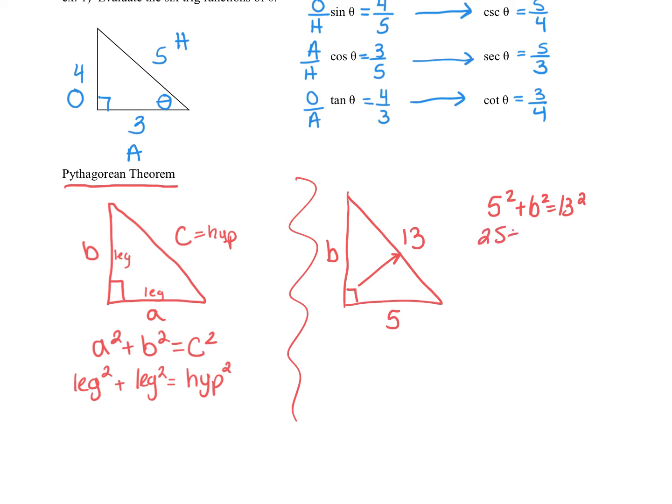So first I would square each of these values. So we get 25 plus b squared equals 169. I would then subtract 25. And then I'm going to take the square root of both sides, so b is going to equal 12. And so my missing side would be 12. Now, once I found the missing side of the triangle, I could use that to then find my 6 trig functions like we did above. So this is kind of what we're going to combine in the last two problems.